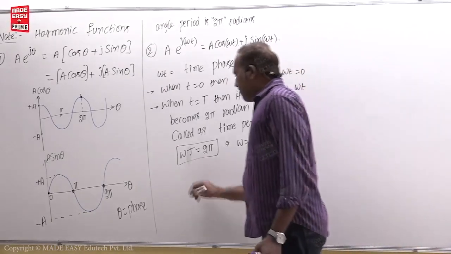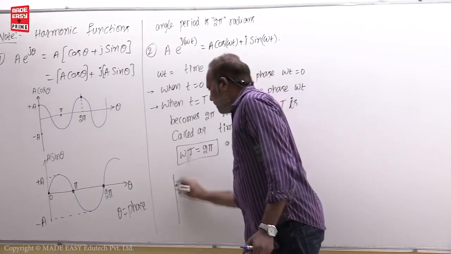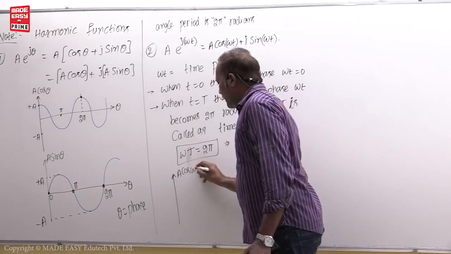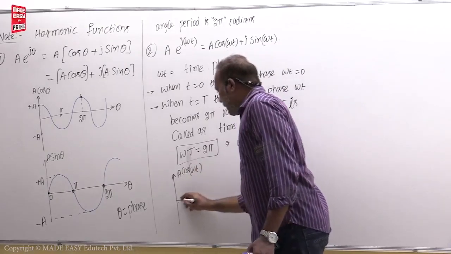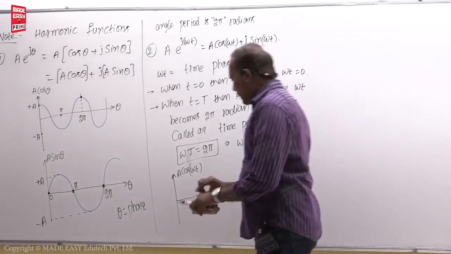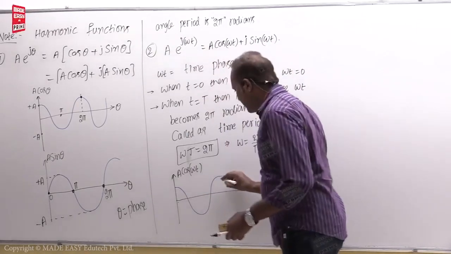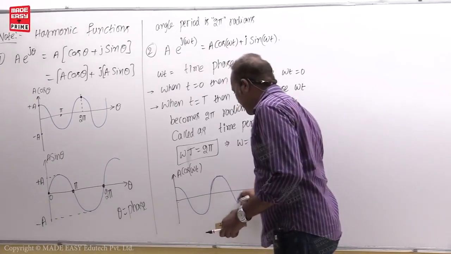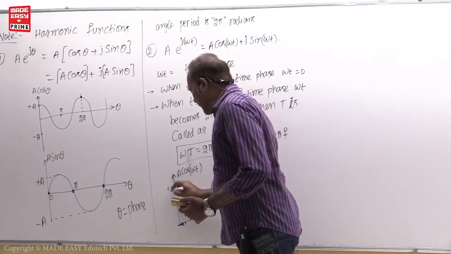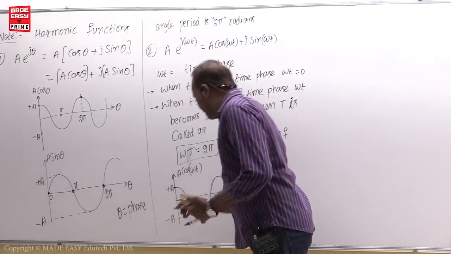So here, if you draw this, this is A cos omega t. Now you will be taking here a time axis. Now the cos signal is like this. Okay, like this it comes. So this is plus A, and this one is minus A.